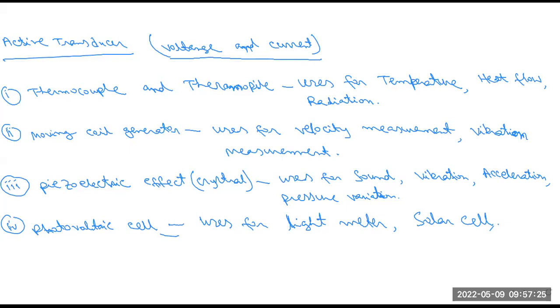Basically, the principle is that it generates a voltage in a semiconductor junction, a PN junction device, when the radiant energy stimulates the cell. That means the sunlight falls onto the photovoltaic cell, and at that time the cell is energized. So this is called the photovoltaic cell. Is it clear?